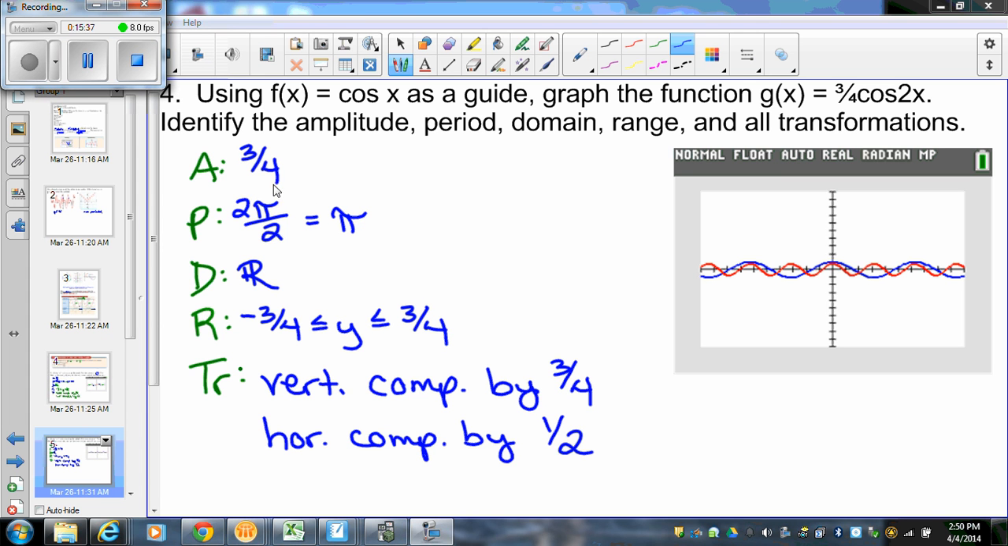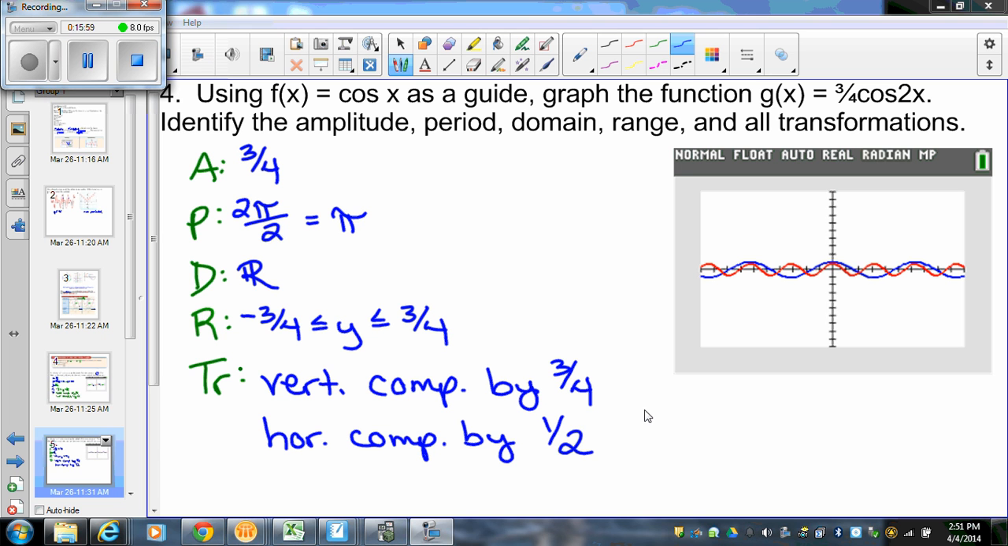So the amplitude, remember, comes from the leading coefficient, so that would be 3/4. Period is 2 pi divided by the coefficient in front of the x, so that would be a period of pi before it starts repeating. Domain for everybody should be all real numbers. And then the range is the negative and the positive of the amplitude, so from -3/4 to +3/4.